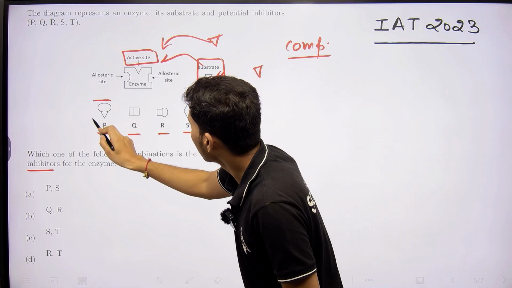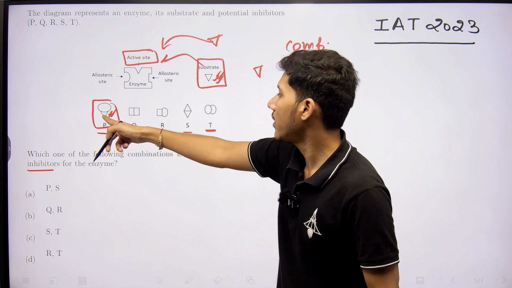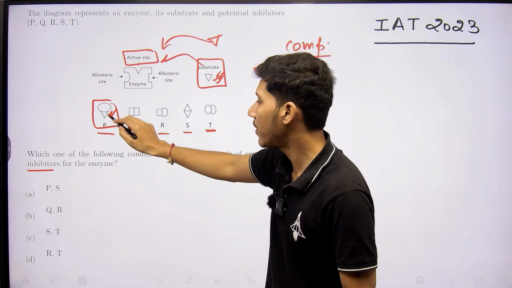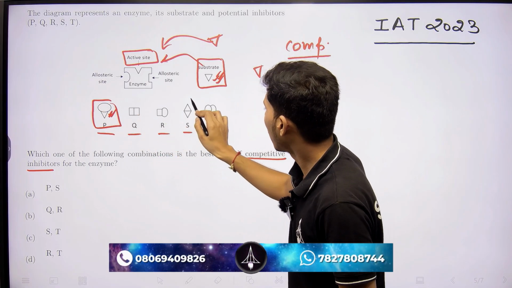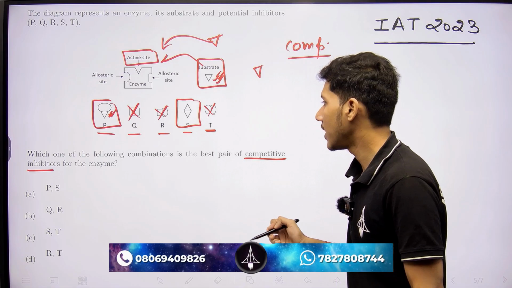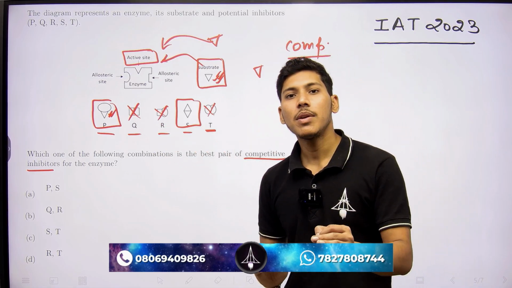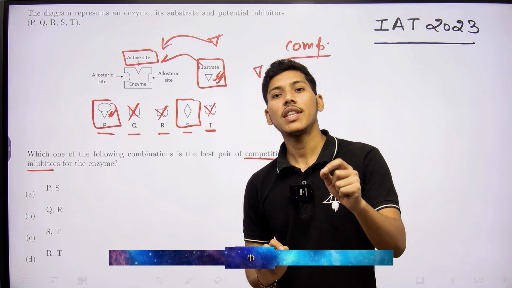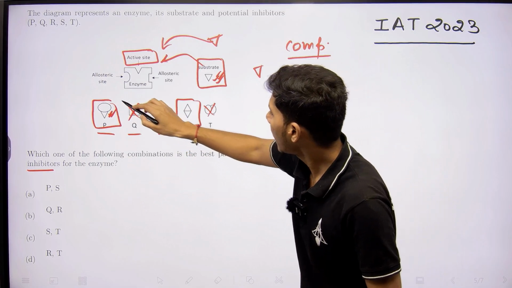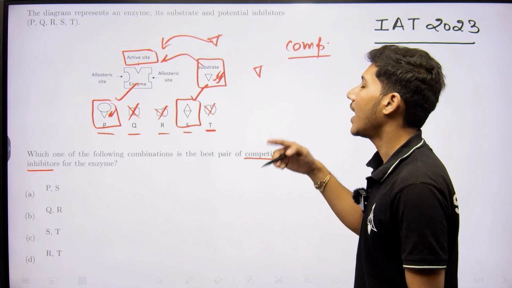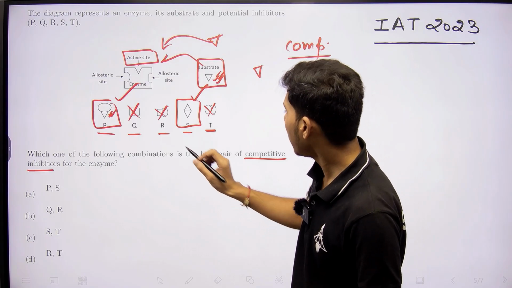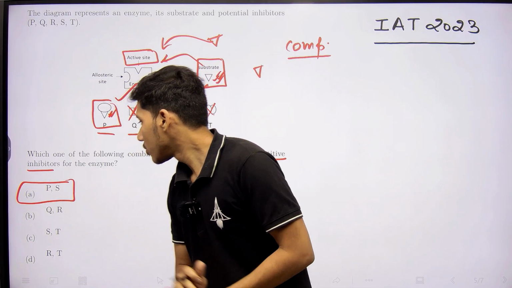We can see here that P has a triangular shape. Although it has some other shape as a whole, yes, it has a triangular part in it. Now this one also has 2 triangular parts in it. Other ones are squares and circles. That's why Q, R and T can't be categorized under competitive inhibitors, while P and S can be. So the answer should be P and S, which is option A. So this is the answer.